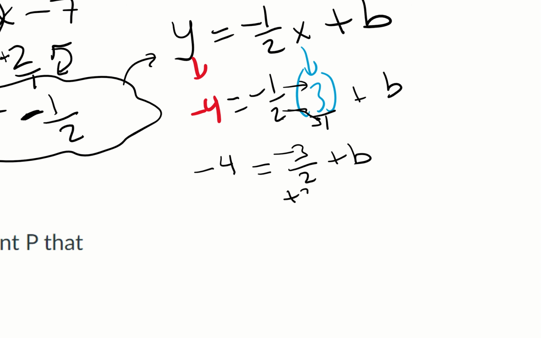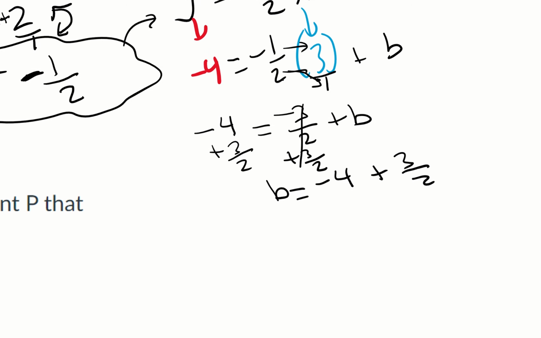Then we'll add the 3 over 2 to both sides. It's just 3 over 2, which is just a number. We want to get rid of it, and it's negative, so we add it. So now we have to do, so that's b. b is -4 plus that number, 3 over 2. So put this over 1.